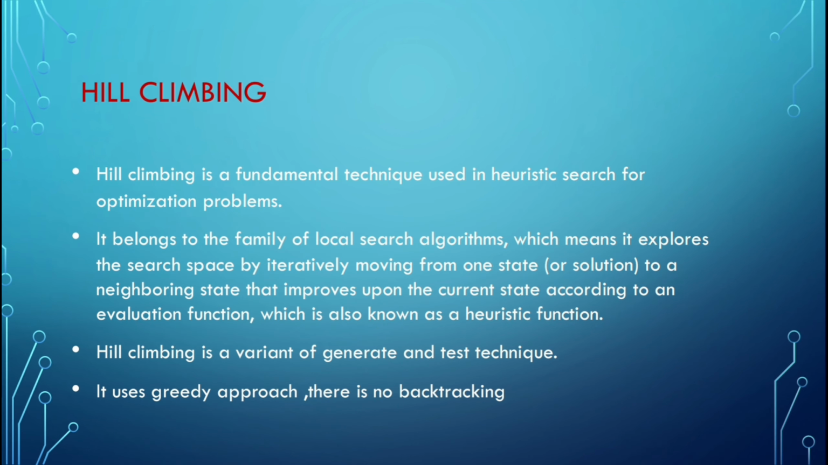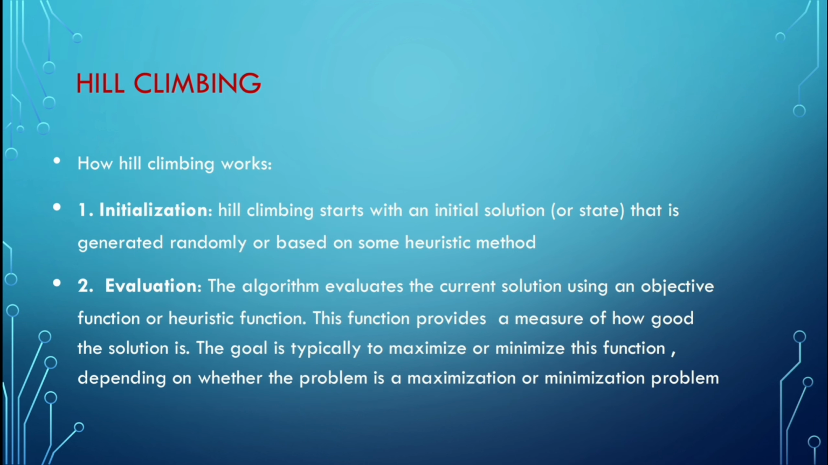Hill climbing. Hill climbing is a fundamental technique used in heuristic search for optimization problems. It belongs to the family of local search algorithms, which means it explores the search space by iteratively moving from one state to a neighboring state that improves upon the current state according to an evaluation function, which is also known as the heuristic function. Hill climbing is a variant of the generate and test technique. It uses a greedy approach and there is no backtracking.